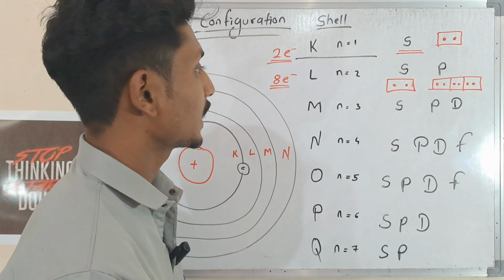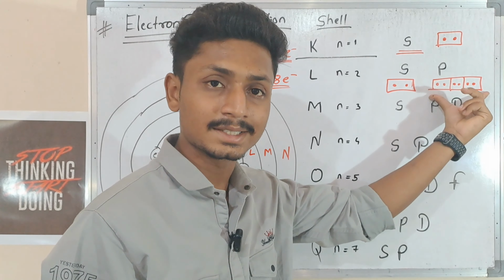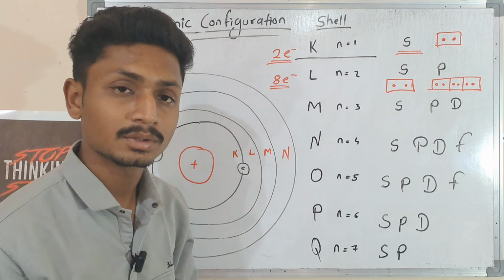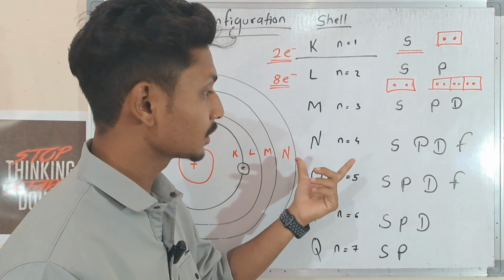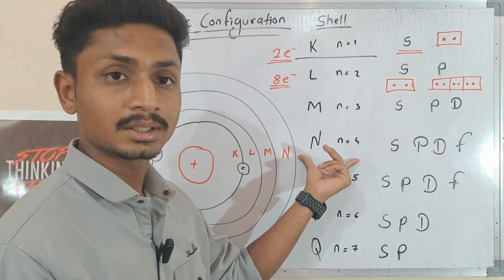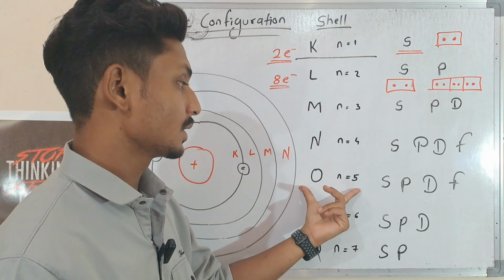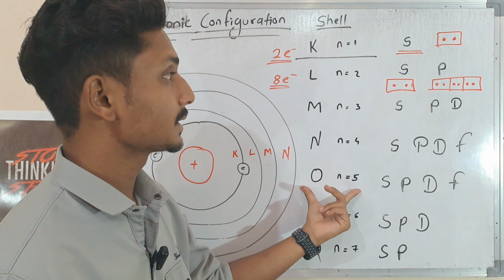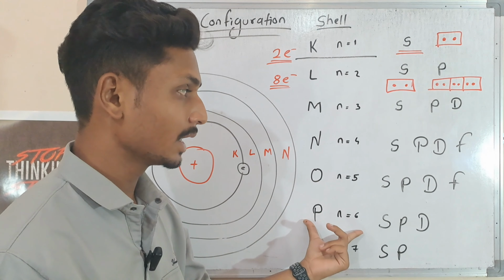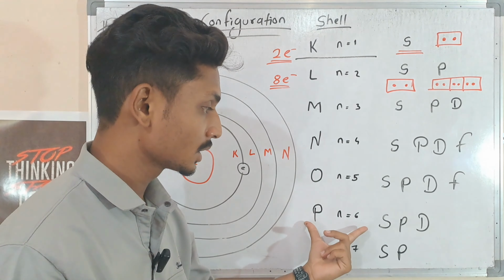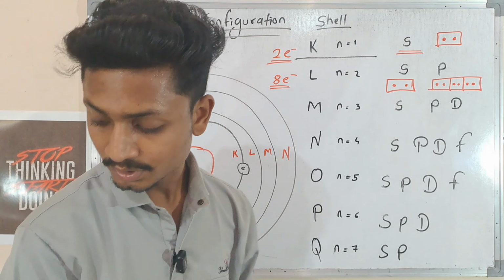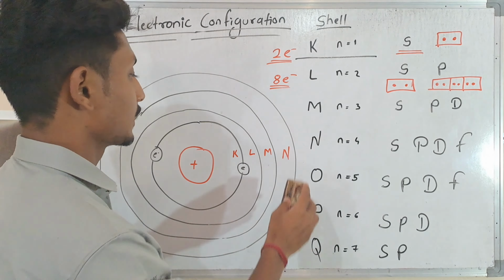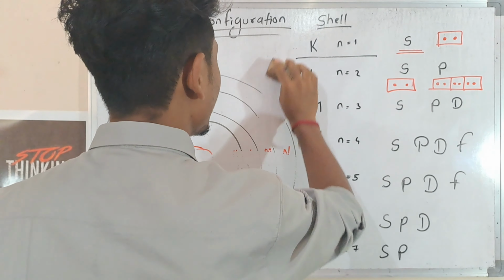By calculating this, you can see 2 plus 6, we have 8 electrons. M shell has 18 electrons. N shell has 32 electrons. O shell has 32 electrons, then 18 electrons and 8 electrons. You can calculate. Let's take an example.